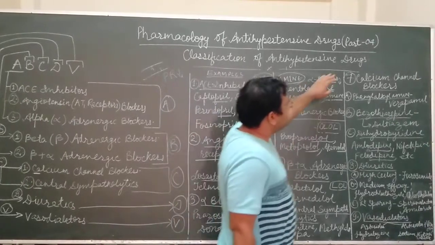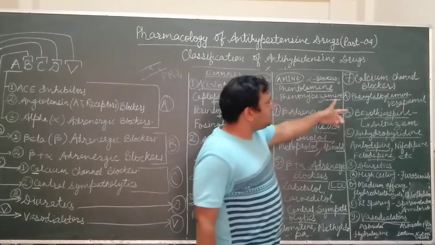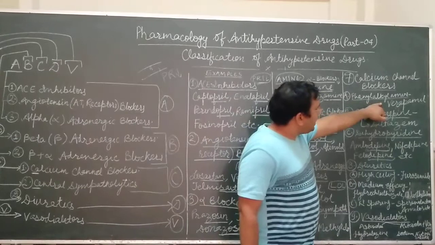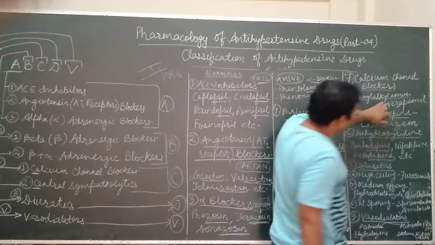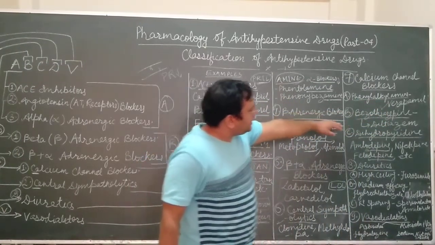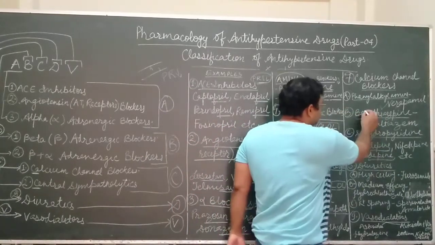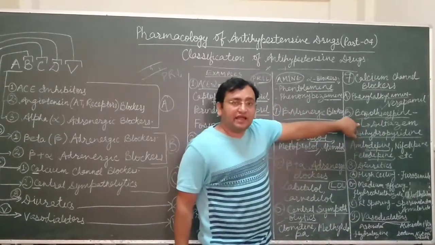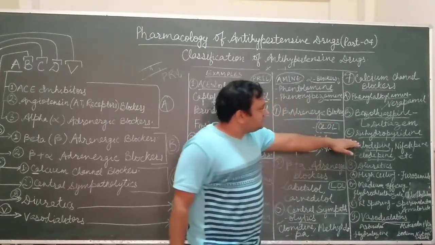Next one is calcium channel blockers. There are three categories of calcium channel blockers. First one is phenylalkylamine. Example is verapamil. Second category is benzothiazepine. Example is diltiazem. Diltiazem is the example of the benzothiazepine category of calcium channel blocker.